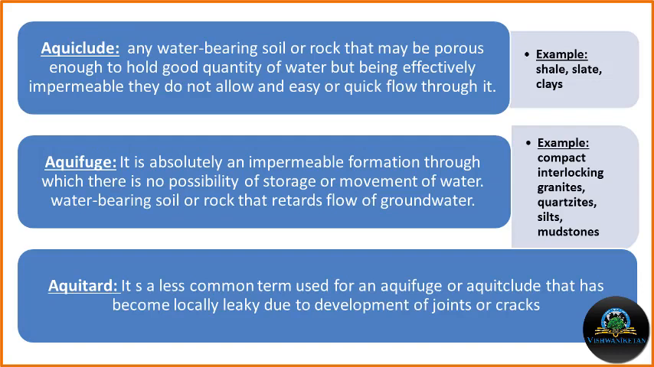There are some other terms related to the aquifer, that is the aquicludes. These are the water-bearing horizons that may be porous enough to hold a good quantity of water, but being effectively impermeable, they do not allow easy and quick flow through them. Examples are shale, slate and clay.